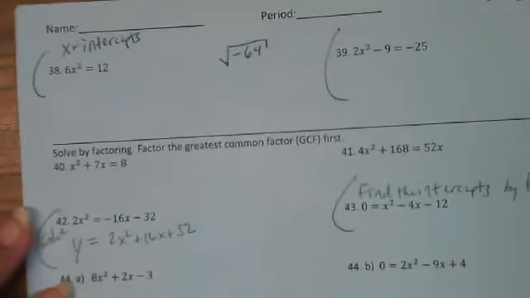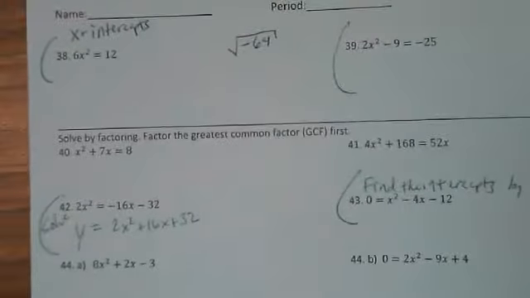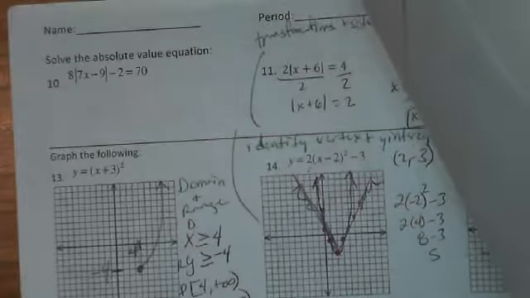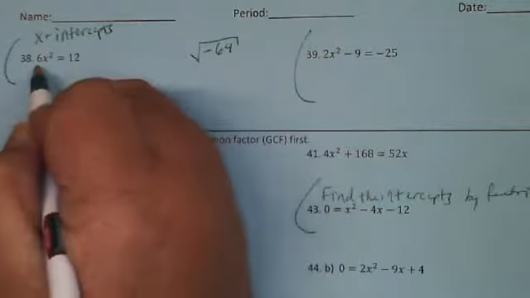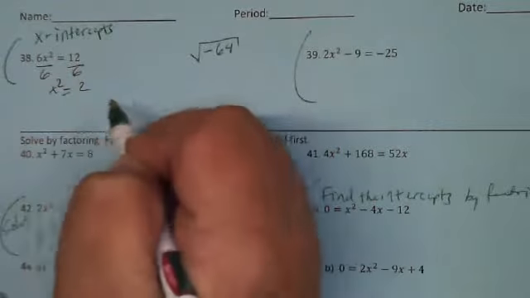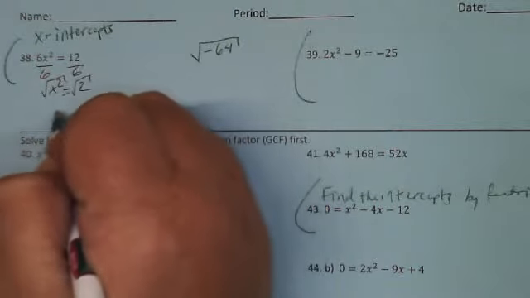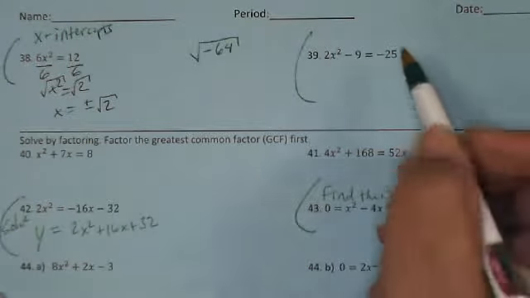Alright, let's turn to the back. Sometimes the questions will ask you for x-intercepts, and sometimes the questions will say, solve by taking the square root. So if we divide by 6 on both sides, isolate the x squared is equal to 2, take the roots, and x is equal to positive or negative square root of 2.